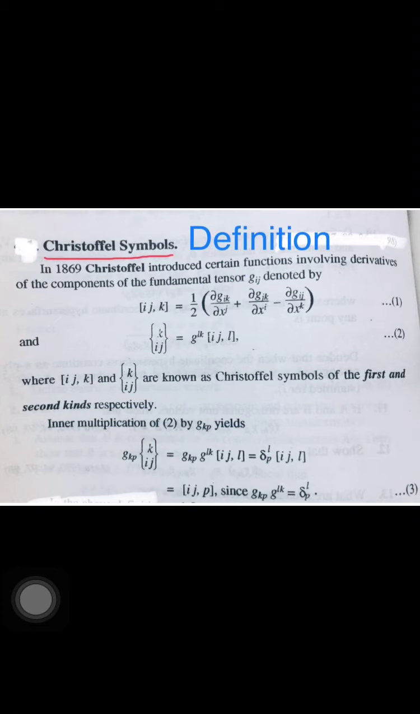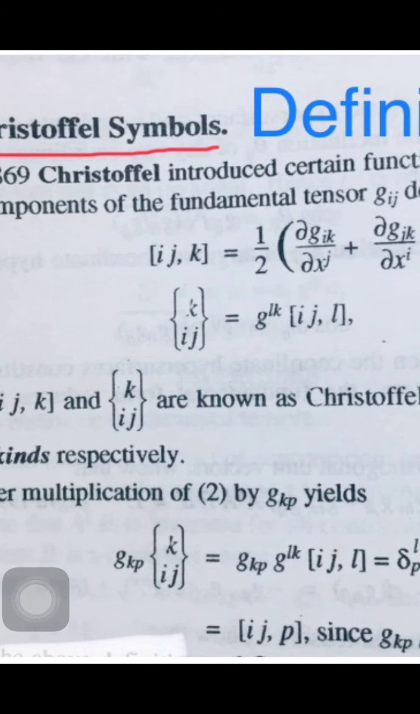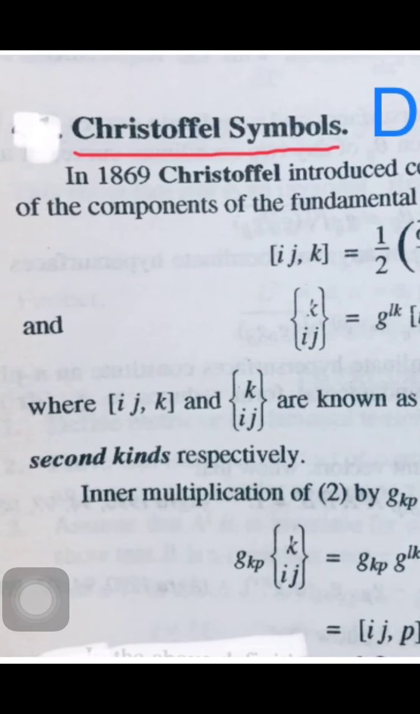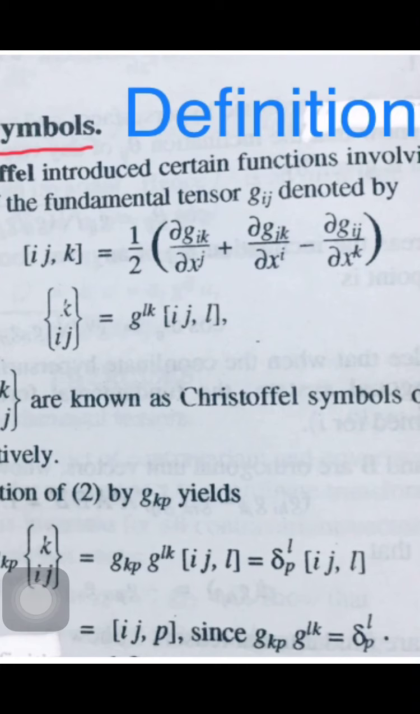Here we are taking the definition of Christoffel's tensor or symbol. It is better to say Christoffel symbol, because the quantity we define is not a tensor. In 1869, Christoffel, a mathematician, introduced certain functions involving derivatives of the components of the metric tensor or fundamental tensor g_ij in such form.